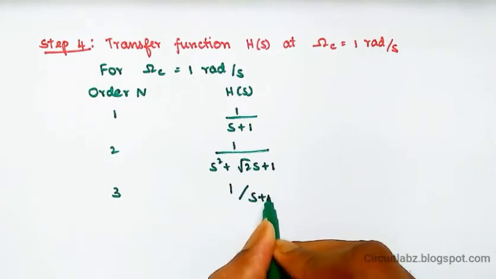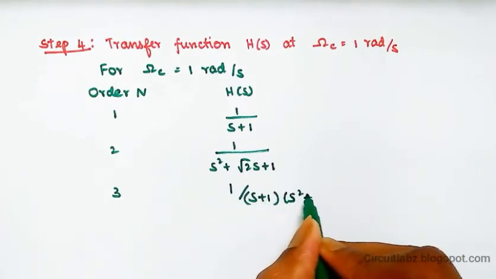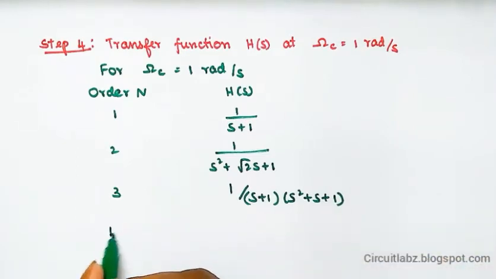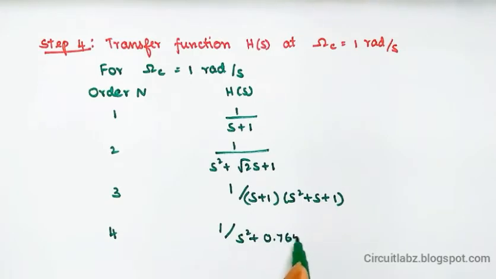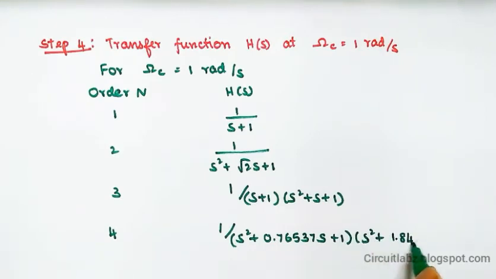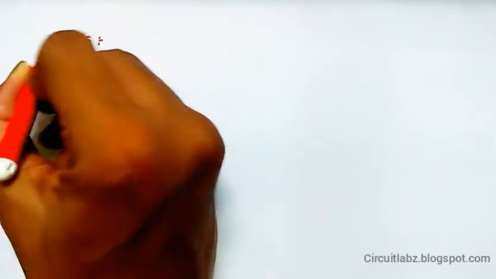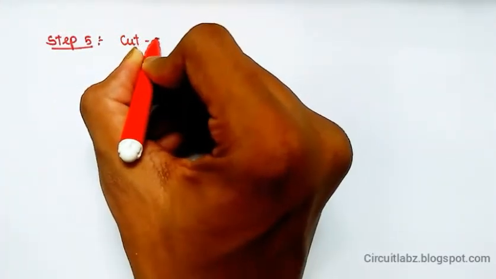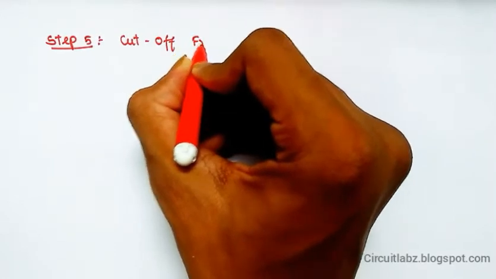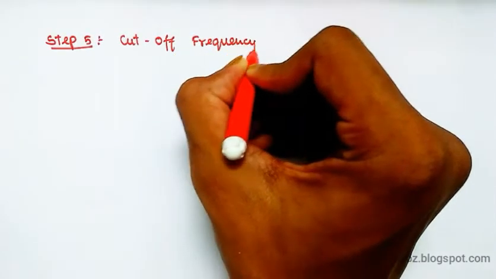If the order is 3, then it will be 1 divided by s plus 1 multiplied by s square plus s plus 1. If the order is 4, it will be 1 divided by s square plus 0.76537 s plus 1 into s square plus 1.8477 s plus 1. So we move on to step 5, that is we will find the cutoff frequency omega c.